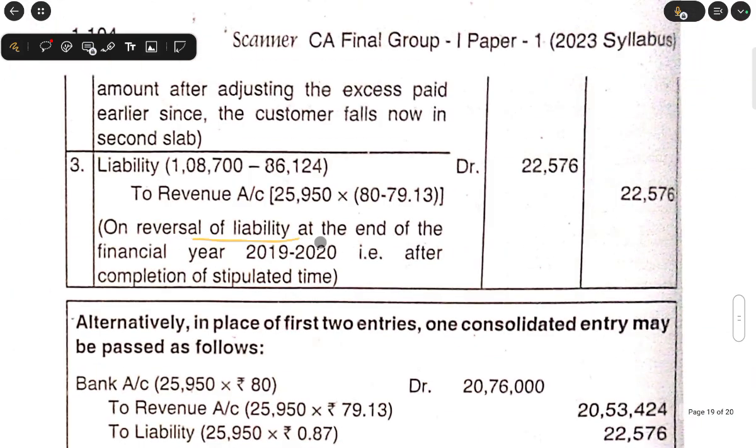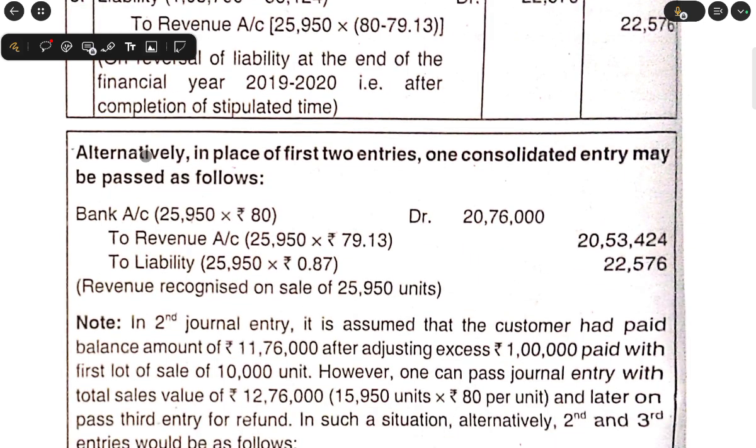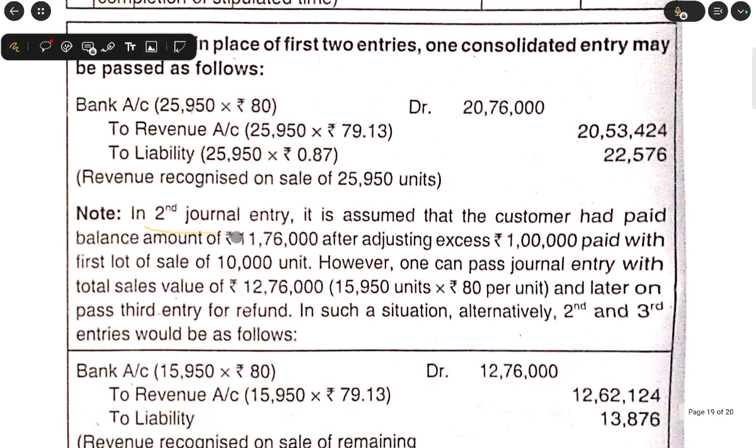On the reversal of liability at the end of the financial year after completion of the stipulated time. Alternatively, in place of the first two entries, one consolidated entry: bank account 20 lakhs to revenue account 20 lakh 53,000 and liability 20,000. In the second journal entry, assume that the consumer has paid the amount of 11 lakh, adjusted against the excess 1 lakh paid with the first lot of 10,000. However, the same journal entry will total the sale value of 12 lakh 76,000.